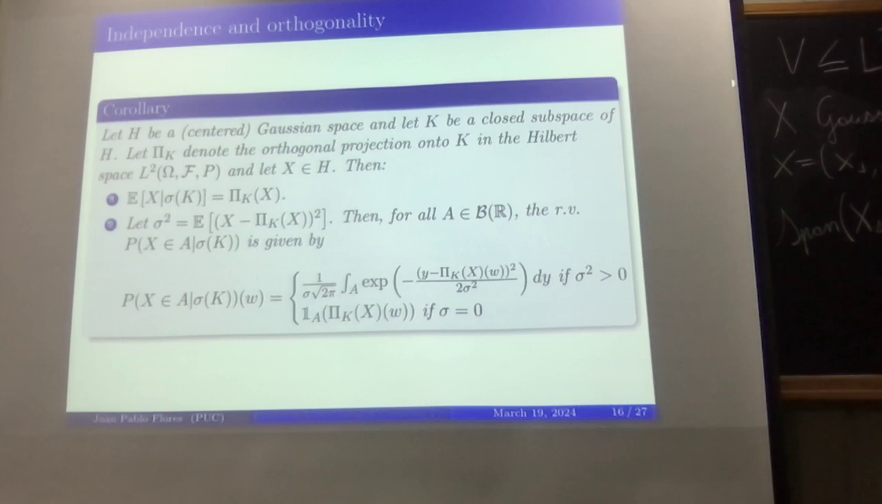If sigma is equal to zero, essentially these two variables are the same. X was then already in that subspace. You're already in the subspace. Yeah. Right.